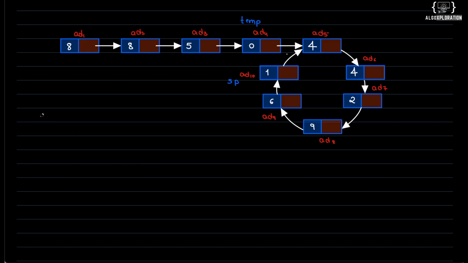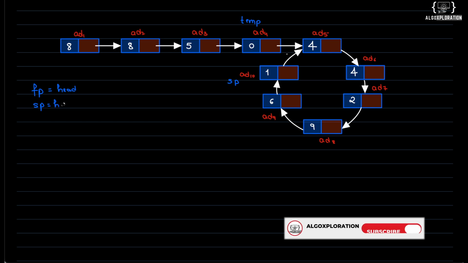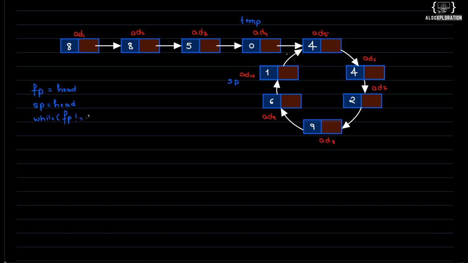So the fast pointer will be pointing to head and the slow pointer will also be pointing to head, right? Now, using a while loop in which the fast pointer should not be equal to null and fast pointer dot next should also not be equal to null. We have seen this multiple times.